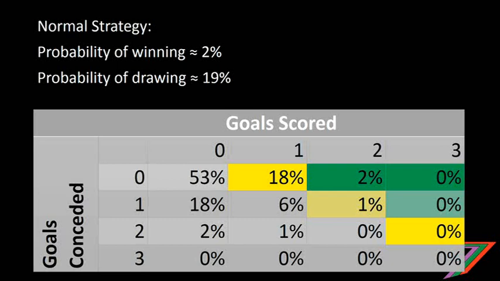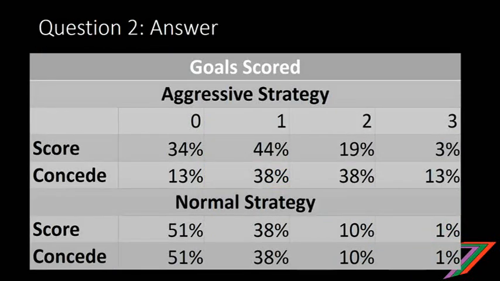So which strategy is better? This is a very hard one to say outright. If you need a win, then the aggressive strategy is better. If only a draw is required, then the normal strategy might be the better way to go. So it all really depends what is required of that particular game. If you're looking at early in the season, the aggressive strategy may be slightly better, depending on what the point system is for how many points you get for a win and how many points you get for a draw. Let's now have a look at the answers to question 2.